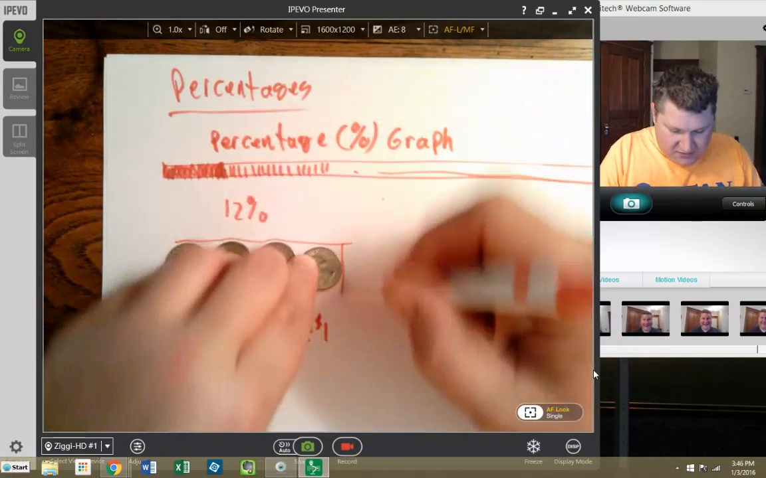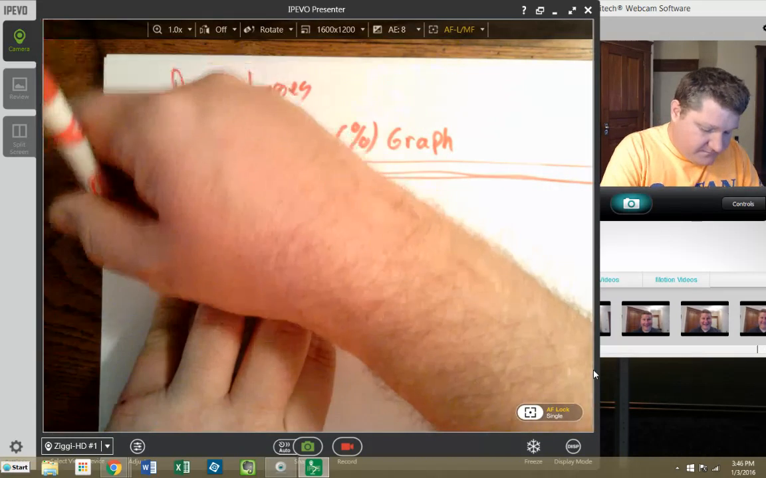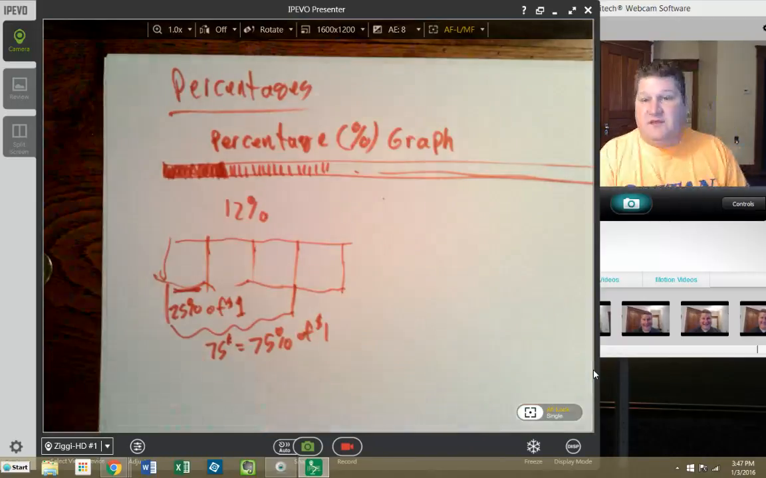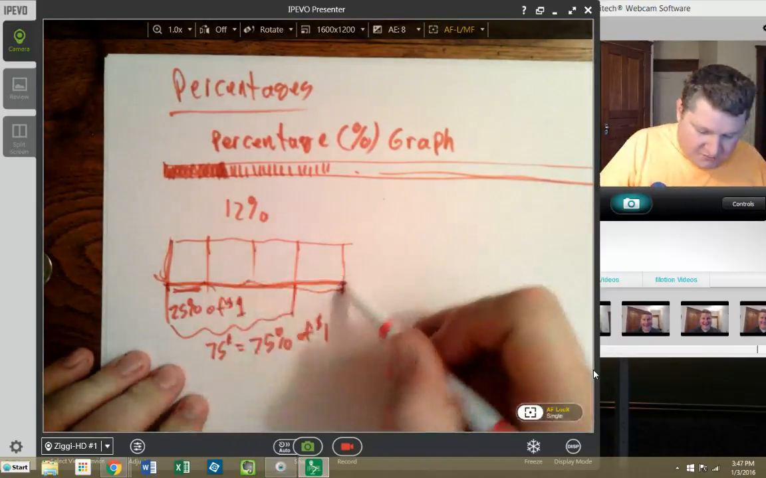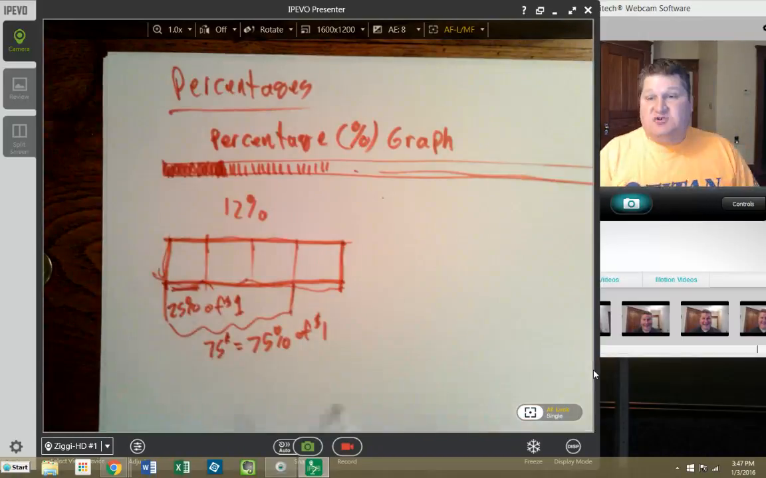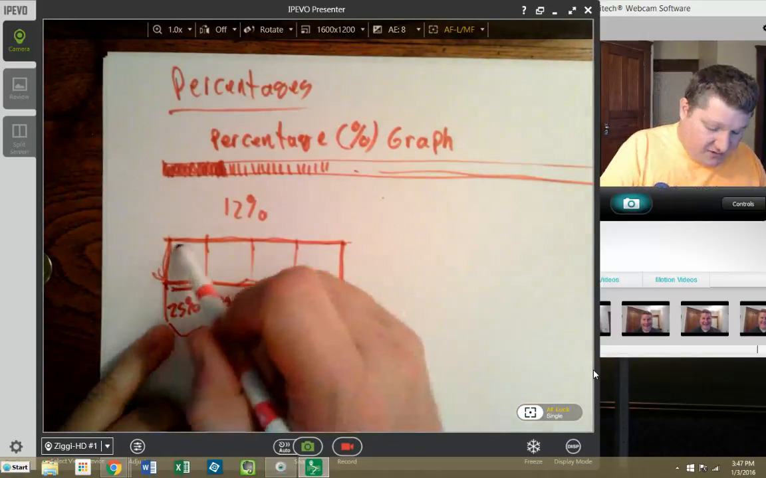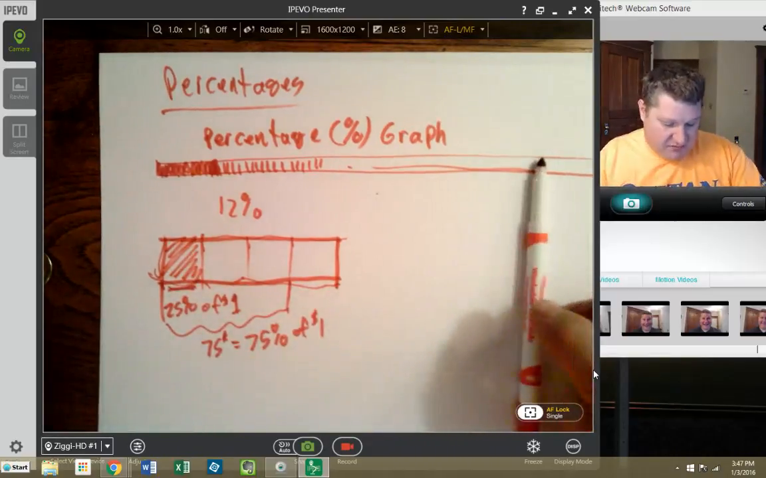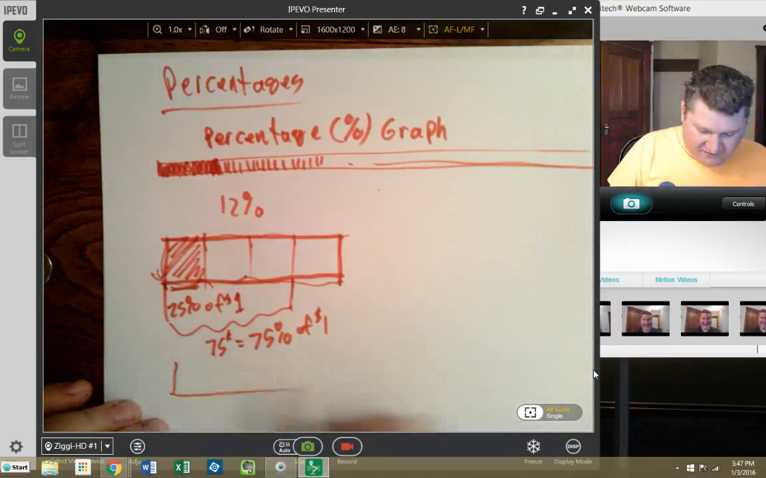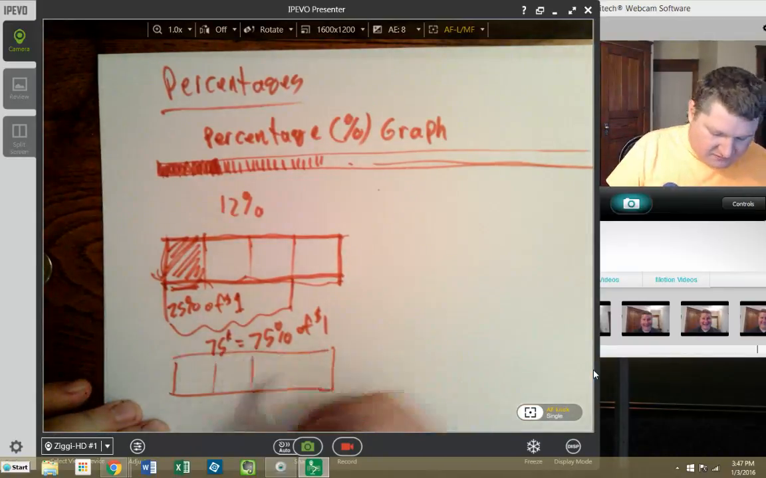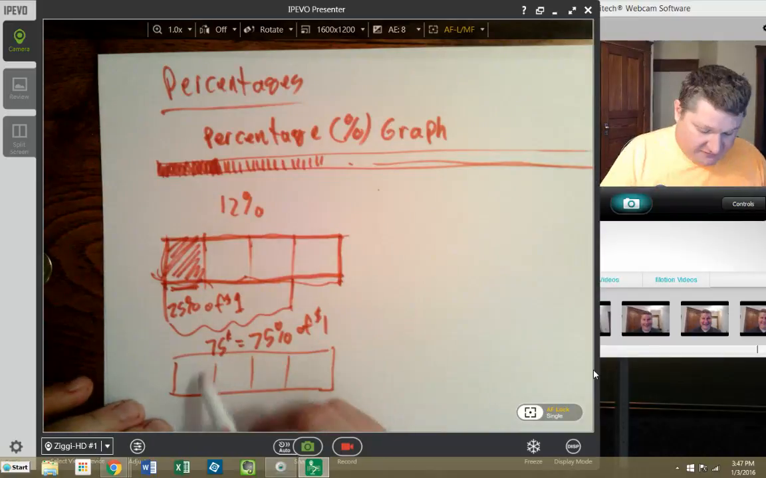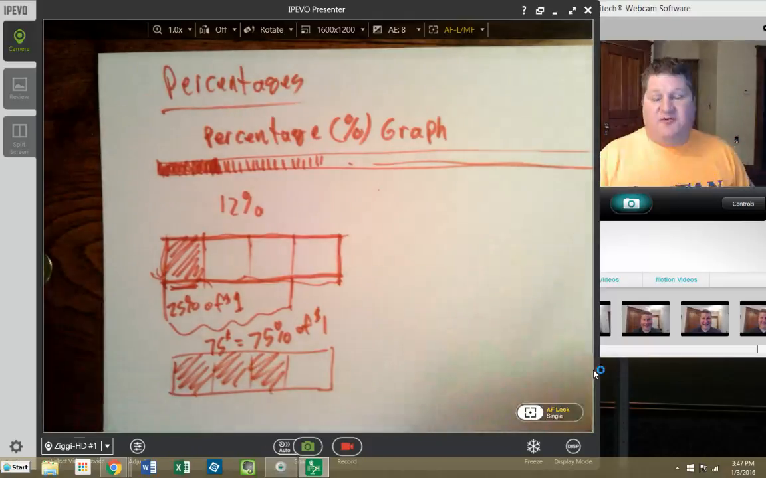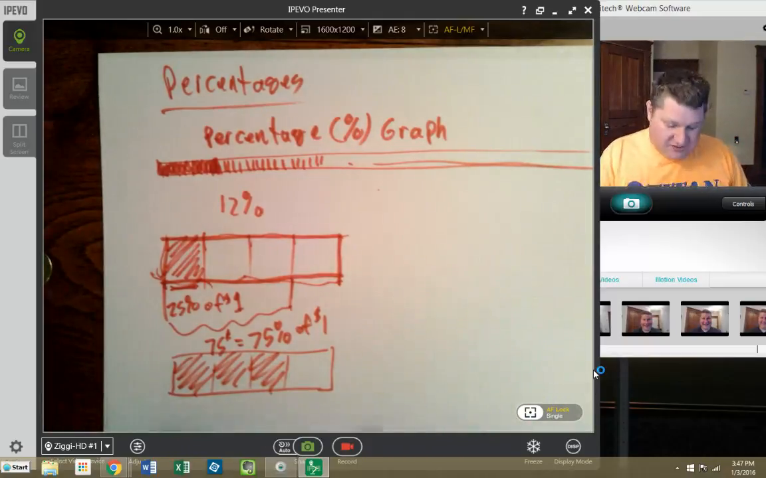Let's draw a little line. Okay, so we have a graph. Now we'll make it a bar graph. Let's make it more bar-y. There you go. So if I wanted 25% of $1, I would do 25 cents. One of those 4 blocks would make 25 cents. If I wanted 75% of $1, 1, 2, 3, 4, each block is worth 25%. So it'd be 25, 50, 75% of that. So those are percentage graphs.